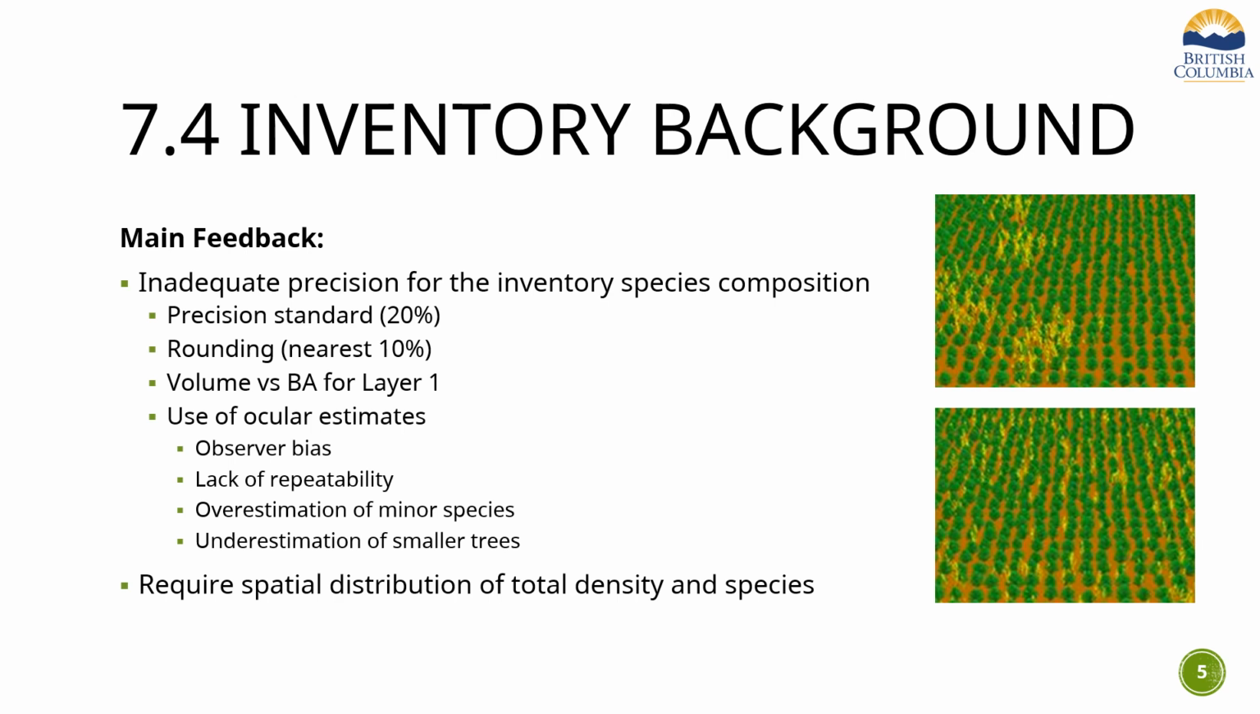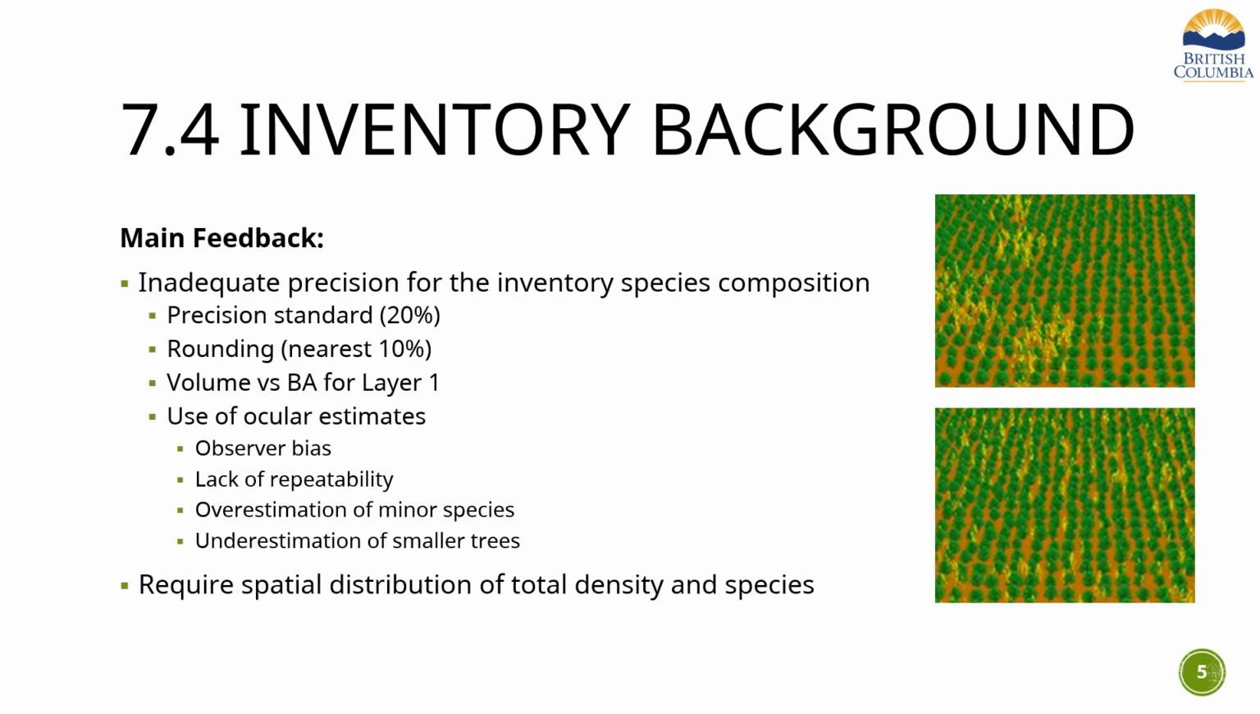They also informed us that species composition for mature layers should be based on basal area, not volume, to align with the VRI. Everyone was also strongly opposed to visual estimates, highlighting issues with observer bias, the lack of repeatability, the disconnect that can occur between density and species composition, and the tendency to overestimate minor species and underestimate shorter trees. They all suggested plot-based measures to improve the data quality. And that's why all aspects of the inventory label will now be based on data collected from within the plot area.